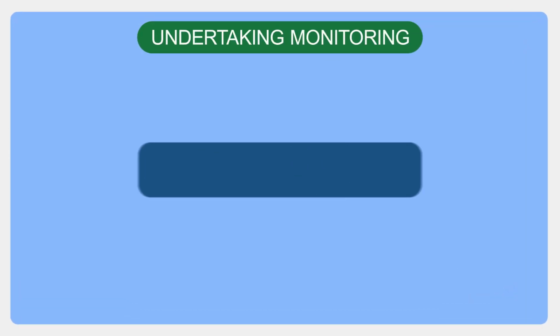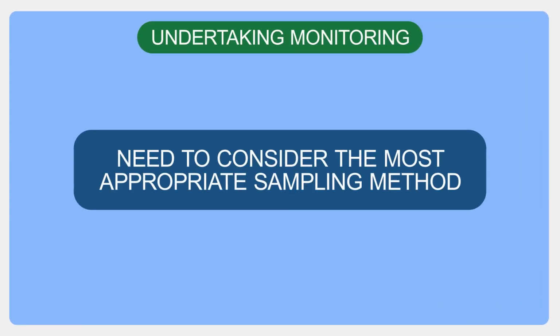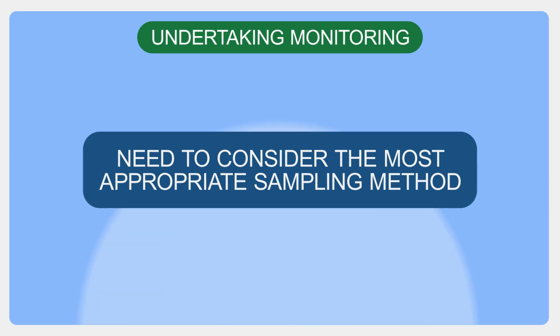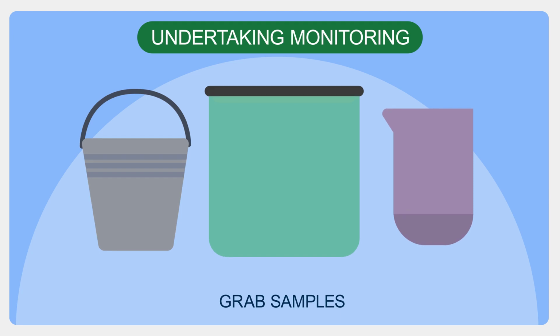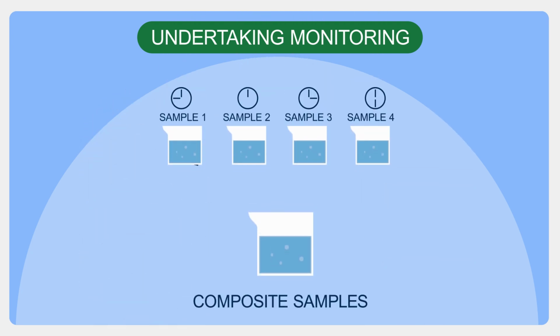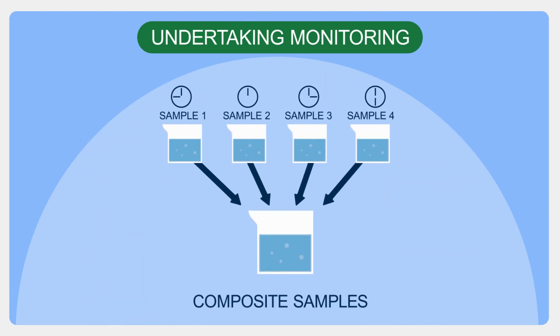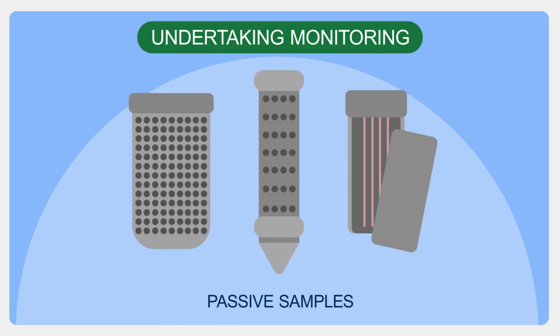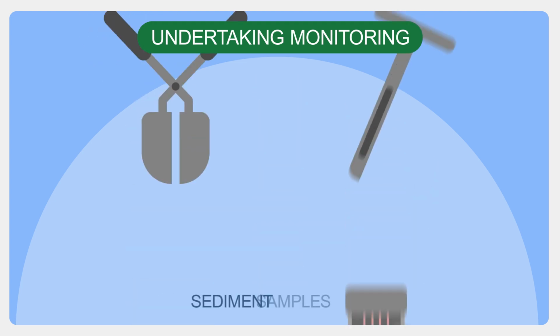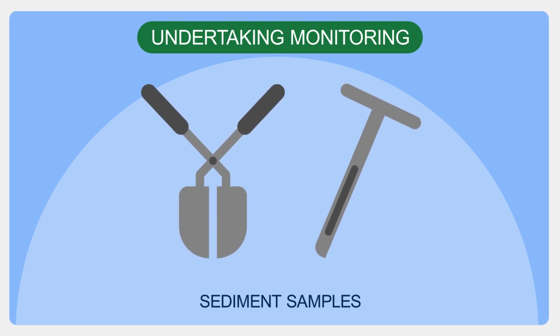When undertaking monitoring, you need to consider the most appropriate sampling method. Will you take grab samples at specific times and locations, or combine samples in one representative composite sample, or use passive samplers to determine an average concentration over a set period of time? If the chemicals of interest are sorptive, you may also want to consider taking sediment samples using a sediment grab or corer.